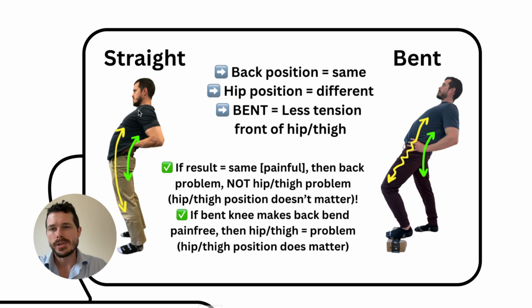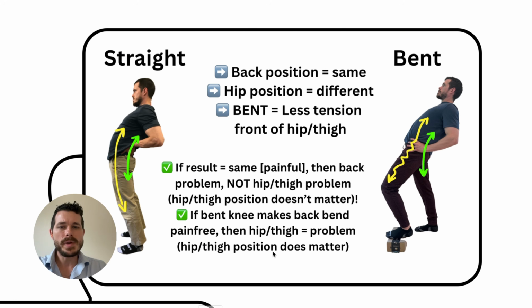And if you don't believe me, try tucking your shirt in, try bending back like this, see how much your shirt untucks, and then try bending backwards like this and see how much your shirt untucks. With your leg bent or your foot elevated on something, your shirt will untuck less versus here, where it will untuck more, which tells us that there is less tension on the tissue in the front of the hip or thigh in the bent leg scenario. So if the result is the same, which it is because you're at this point in the flow chart, it's painful whether you're bending backwards with the leg straight or bent, then it tells us it's a back problem, not a hip or thigh problem, because we changed the hip or thigh position, and that doesn't matter. You still get the same result. It's painful, no matter what.